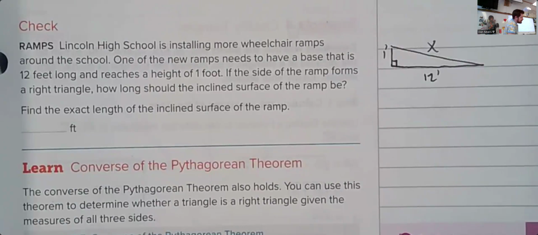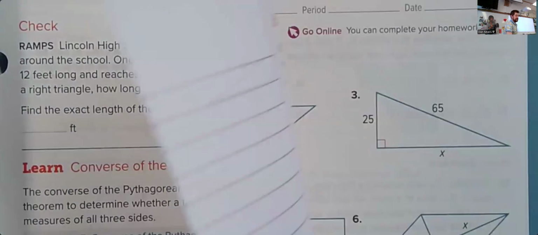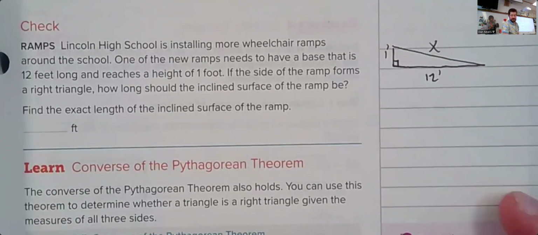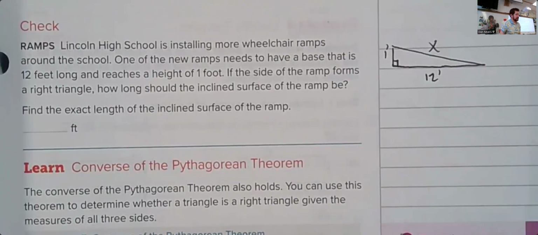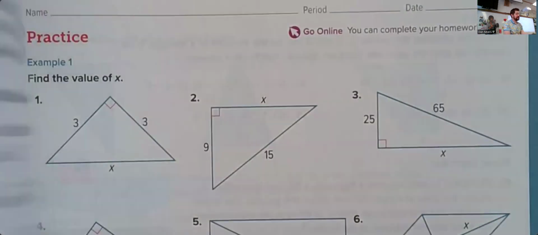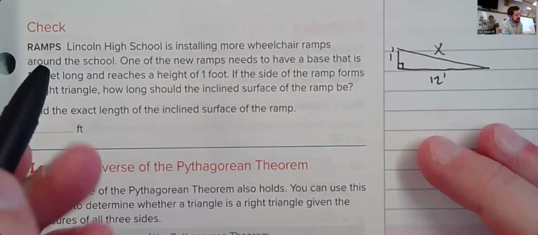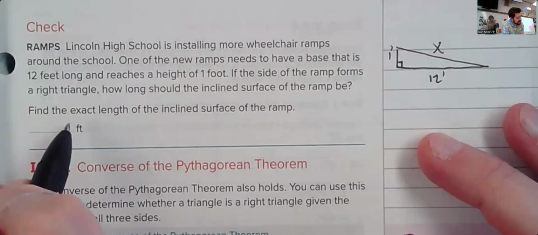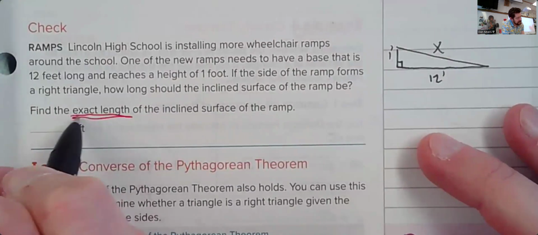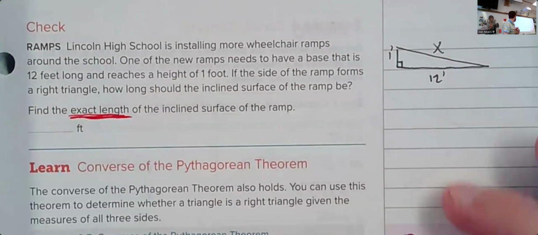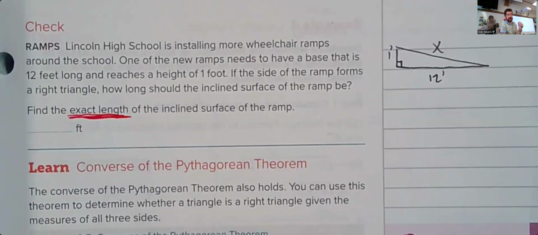And it says to find the exact length. That means leave the square root symbol in your answer. Leave the square root symbol in your final answer, yeah. So when it says exact length, that means if the answer has the square root, to leave the square root. So don't round it, basically.